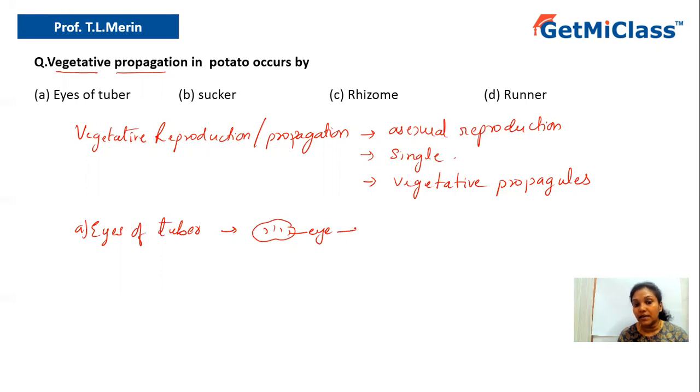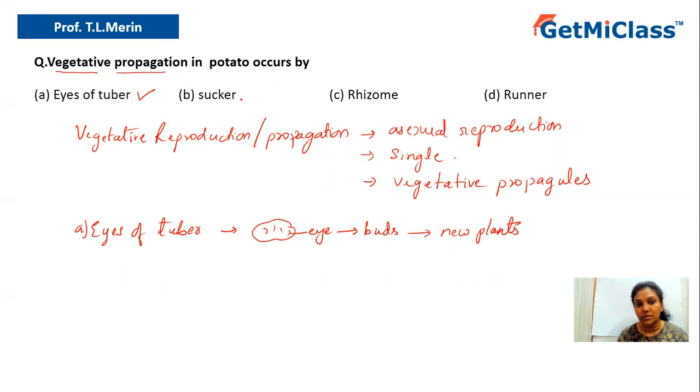These will give rise to tiny buds, as they contain very good meristematic tissue, which will develop into new plants. And these plants which are produced will be genetically identical to the parent plant to which this tuber belongs. So hence, eyes of tuber will be utilized in case of potato and some other vegetables also, for the production of new plants, and hence it can be utilized for vegetative propagation. So option A should be the right answer.